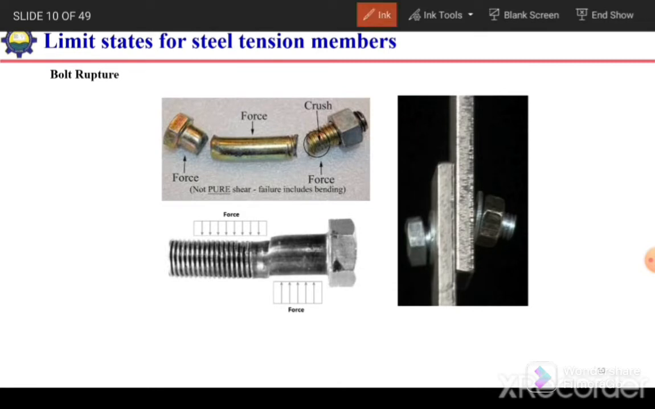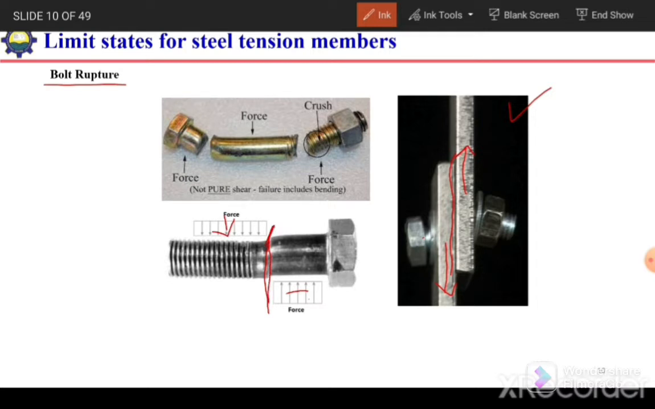Okay, the next possible failure is bolt rupture. We can see such a configuration if we have two plates and we join these two plates with the help of one bolt. In that case, here the load will be in the downward direction and here the load will be in the upward direction, and the bolt can shear at this location, at the surface of these two plates. So here the force will be in the upward direction and here the force is in the downward direction, so at this section it can shear.